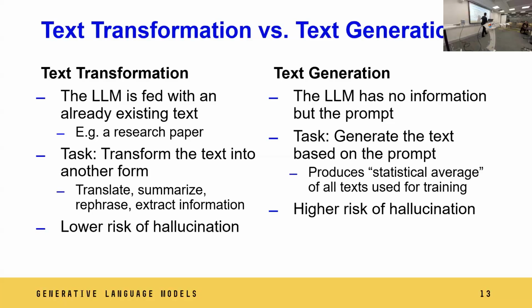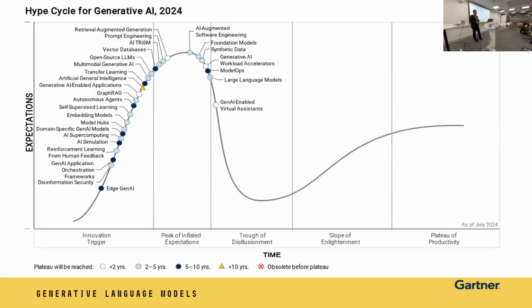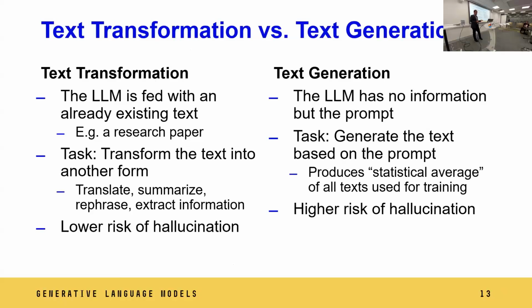On the other hand, in text generation, the language model has no other information, just the prompt, just the start of the sequence or the question, and it has to produce the content, generate the text. So it's just a kind of average of all the training data of the whole internet, the most likely words that would appear in that context, and it doesn't have anything to do with factual correctness. So here, the risk of hallucination is much larger. So that was the technology behind.